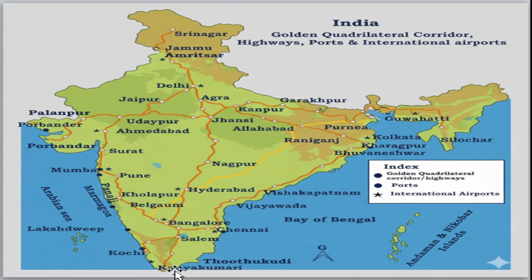So north to south, it has the connectivity. What is the road name? It is NH44. NH44. Okay. Next, second one. Next point. We have to move to the next one.